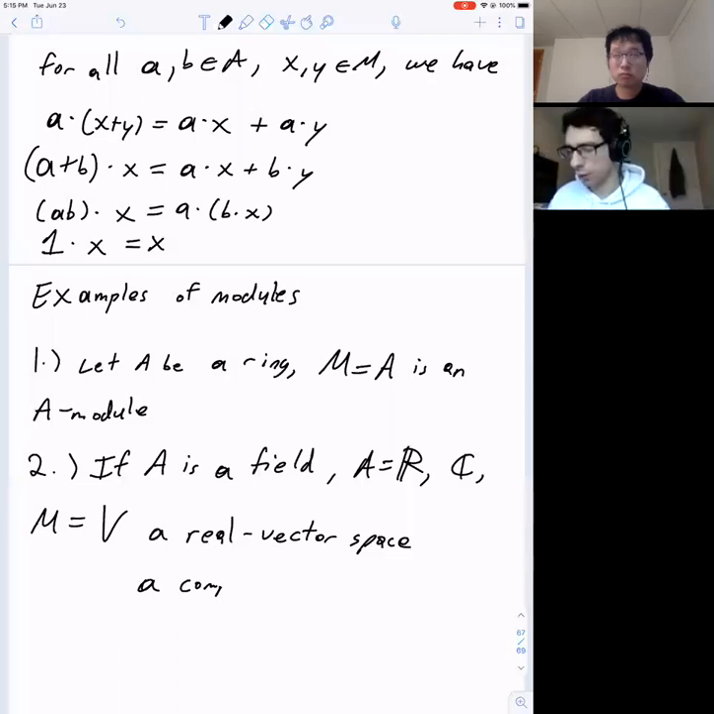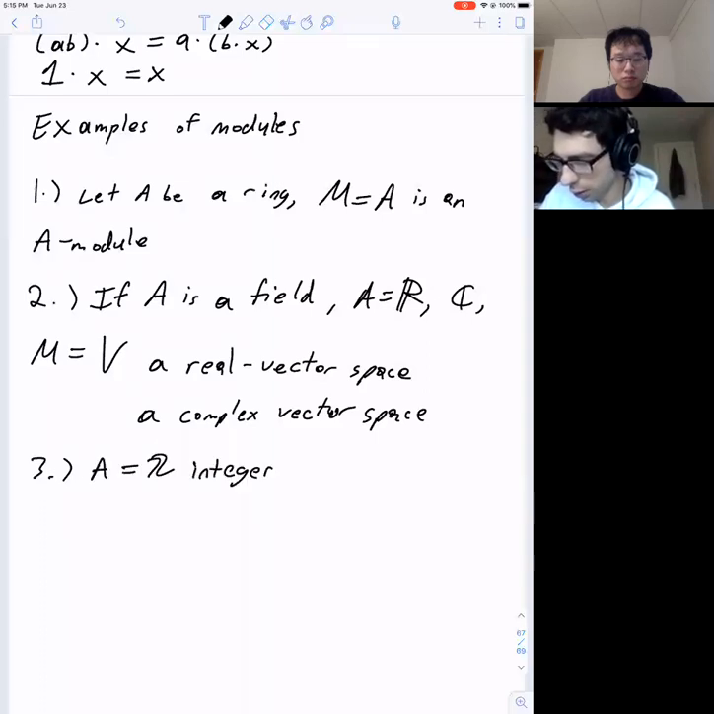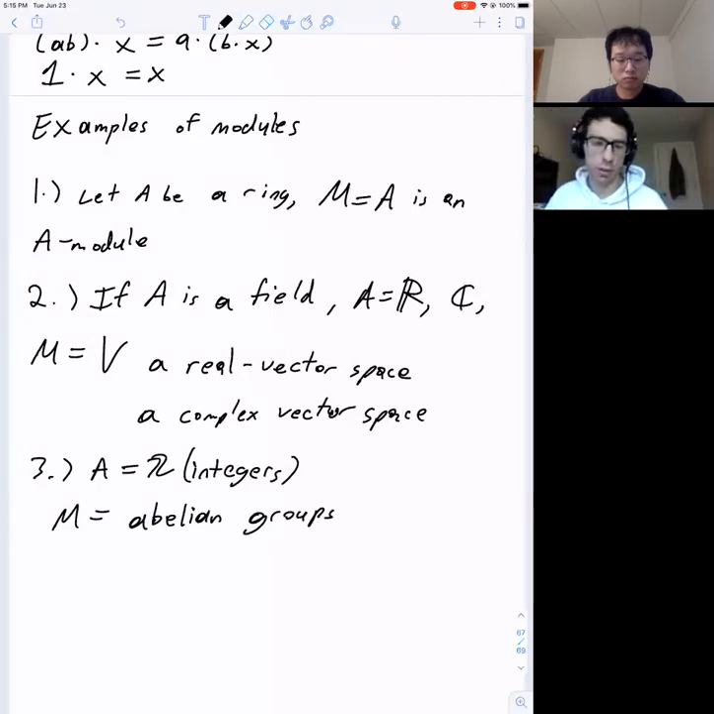Those are also modules. So if A is a field, not just a general ring, every module over a field is called a vector space. There's also an interesting example. If A is the integers, then M is an abelian group. So all abelian groups are modules if you consider A to be the ring of integers itself.